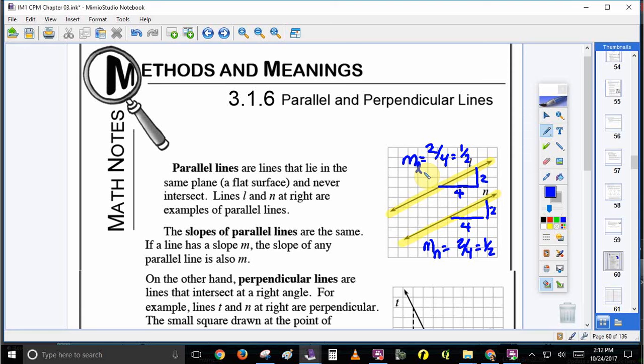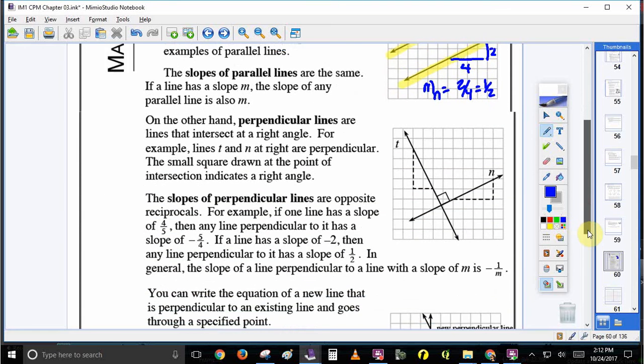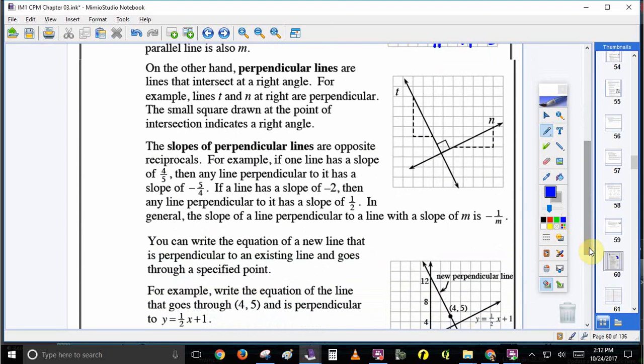On the other hand, perpendicular lines, so now we're down here on perpendicular lines. Perpendicular lines are lines that intersect at a right angle. That is critical to know, guys. A lot of students forget that last bit. They intersect at a right angle. They make 90 degrees. For example, lines T and N at the right are perpendicular. The small square drawn at the point of intersection indicates a right angle. So here's line N, here's line T, and here's that 90-degree square that they're talking about.